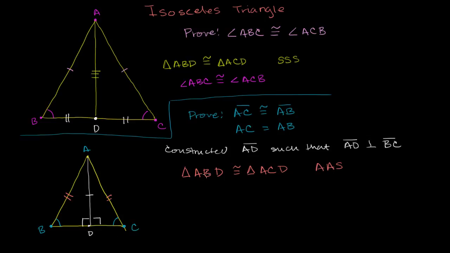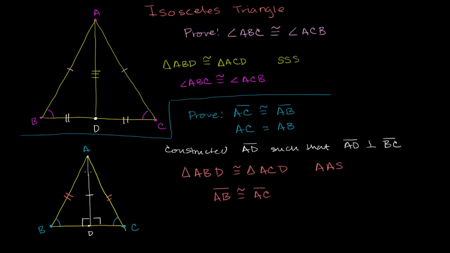And so you get AB is going to be congruent to AC. And that's because these are congruent triangles. And we've proven what we wanted to show. If the base angles are equal, then the two legs are going to be equal. If the two legs are equal, then the base angles are equal. It's a very, very useful tool in geometry.